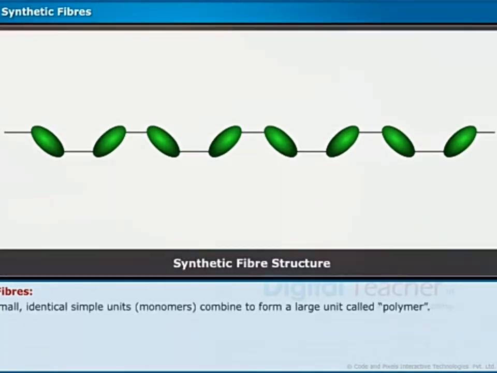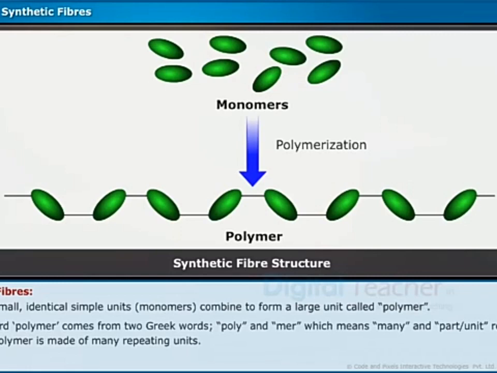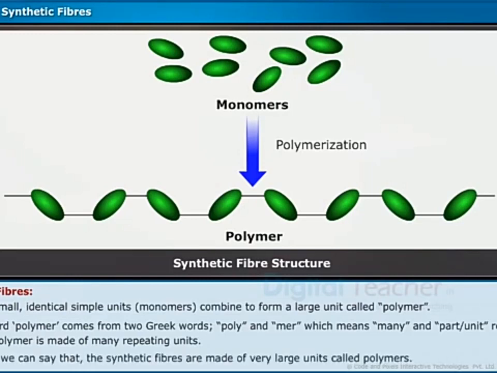Many such identical simple units, or monomers, combine to form a large unit called a polymer. The word polymer comes from two Greek words, poly and mer, which mean many and unit respectively. So, a polymer is made of many repeating units. Hence, we can say that the synthetic fibers are made of very large units called polymers.